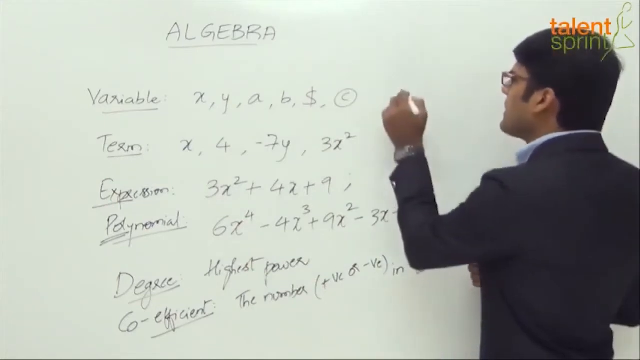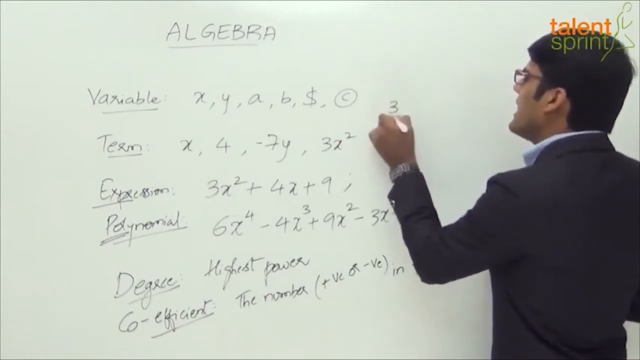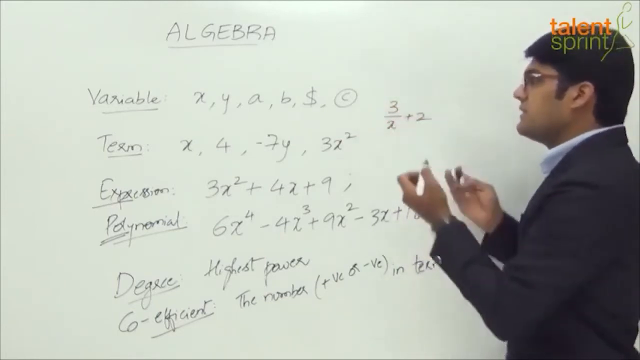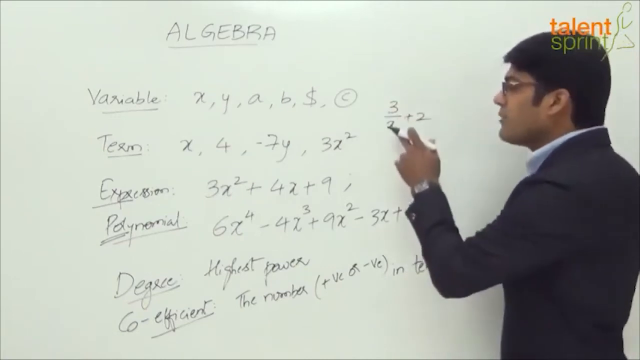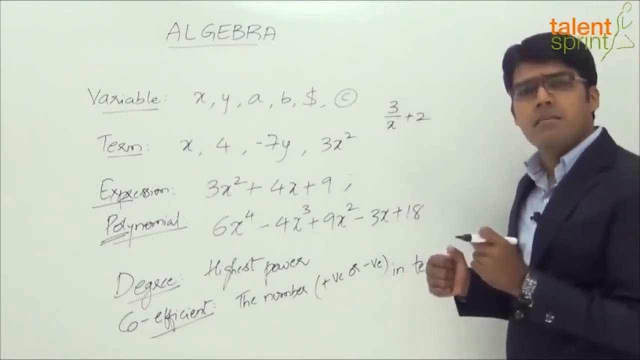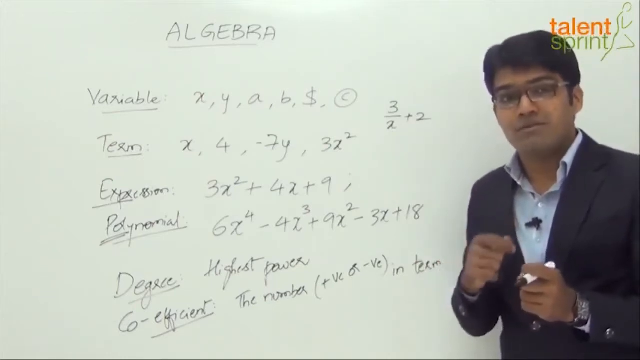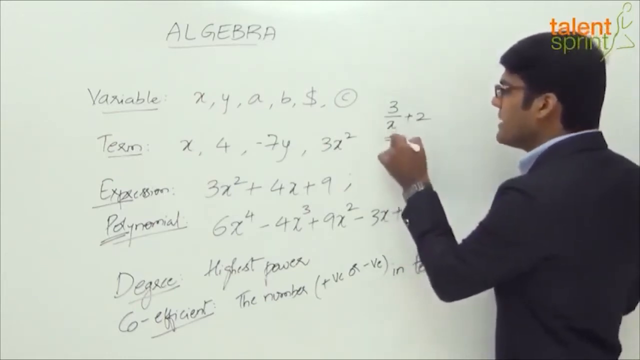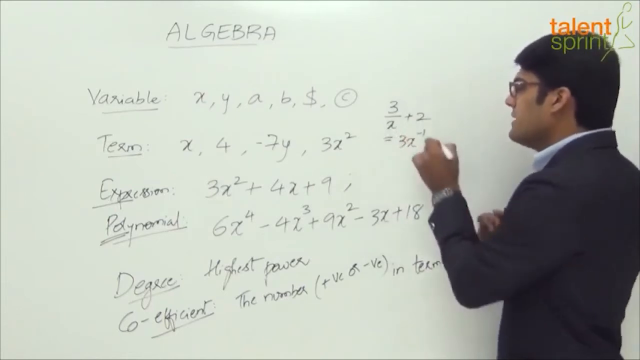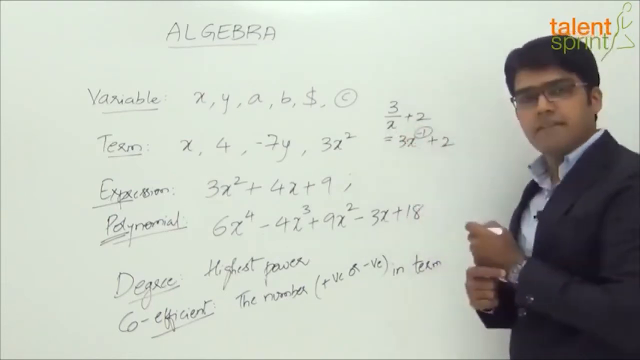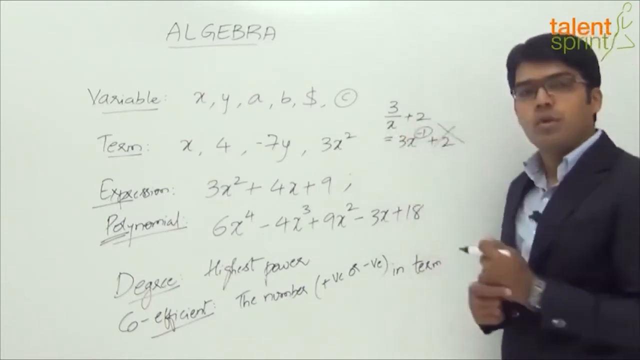For example, let's say 3 by x plus 2. This is not a polynomial. Why? We have got x in the denominator. So when it is taken to the numerator, going by the laws of exponents, laws of indices, right? What happens? This becomes 3x power minus 1 plus 2. And since it has got a negative power, it cannot be considered as a polynomial.